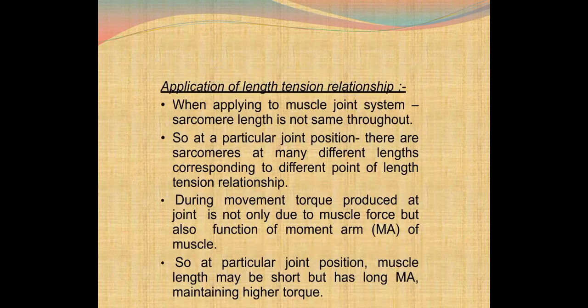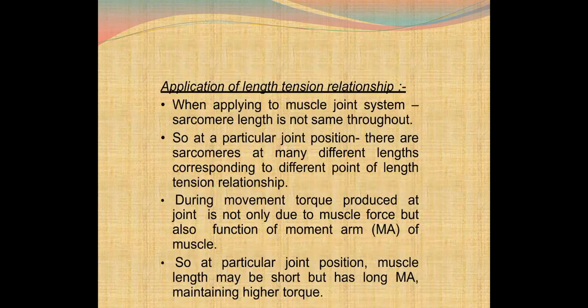So what is the application? Why are we studying this length-tension relationship? Regarding the application, when applying it to the muscle-joint system, sarcomere length is not the same throughout. So at a particular joint position, there are sarcomeres at many different lengths corresponding to different points of the length-tension relationship. During movement, the torque produced at the joint is not only due to the muscle force but also a function of MA, that is the moment arm of the muscle.